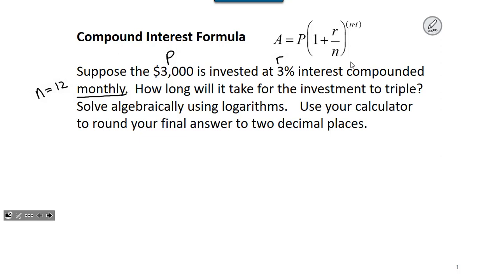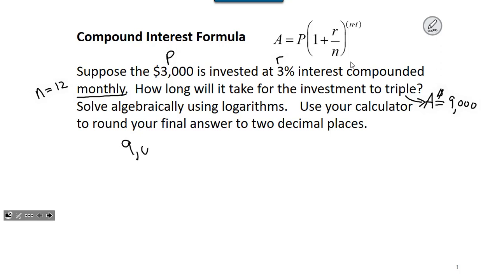And it says how long is it going to take for this investment to triple? So I have my initial investment of $3,000 and I want to triple that amount. If I want to triple that amount, I want to figure out when I have $9,000. So I'm going to figure out how long it takes to get $9,000 if I invest $3,000 at 3% interest compounded monthly. So I'm going to plug everything into my formula here.